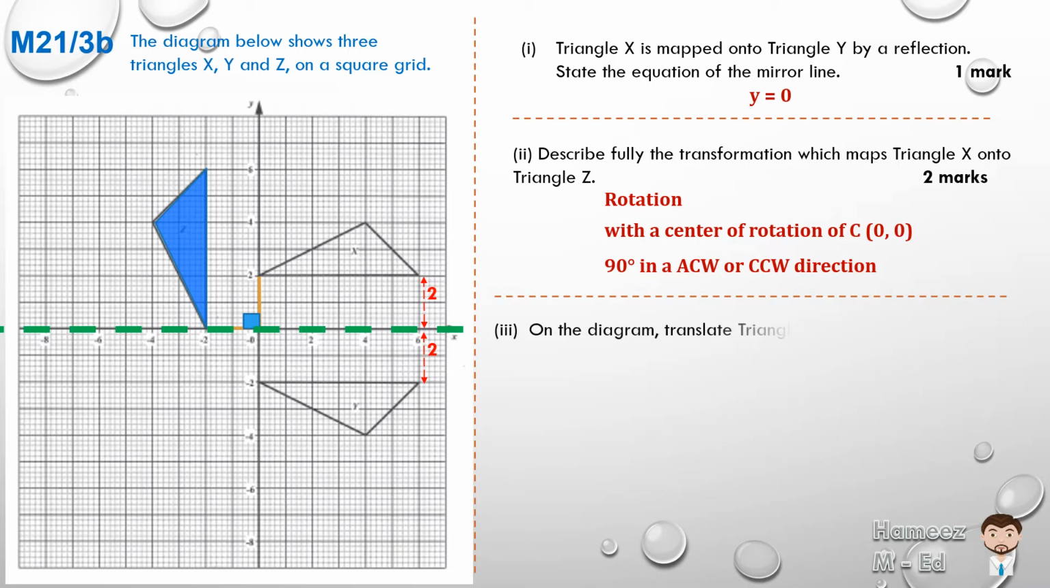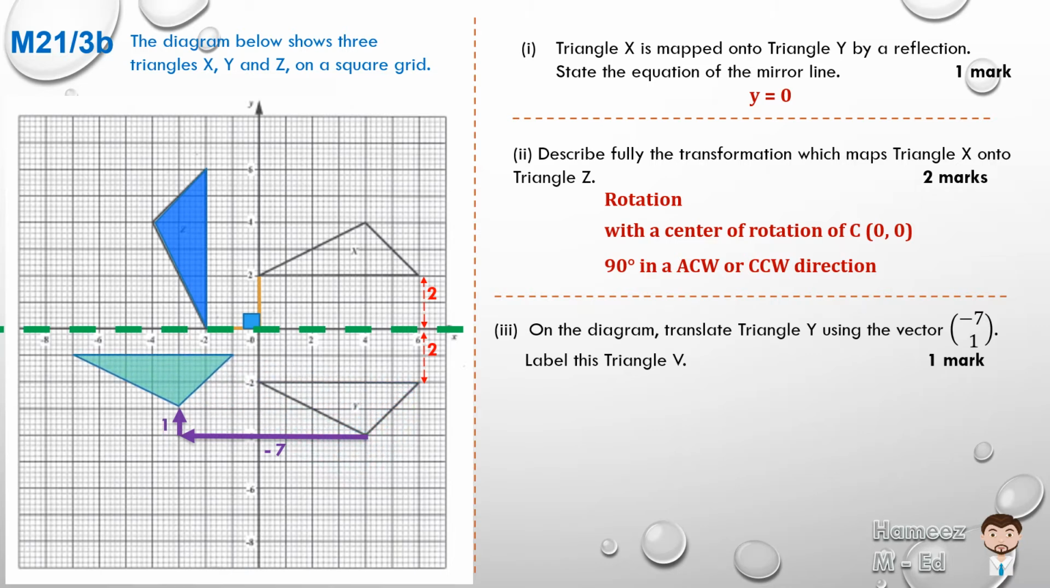Part 3. On the diagram, translate triangle y using the vector minus 7, 1. Label this triangle V. So minus 7, 1, the column vector, means that we're moving 7 units to the left, and we see that with the purple line, and then 1 unit up. So we can translate the whole triangle where that is the base point and it comes across and label it V.